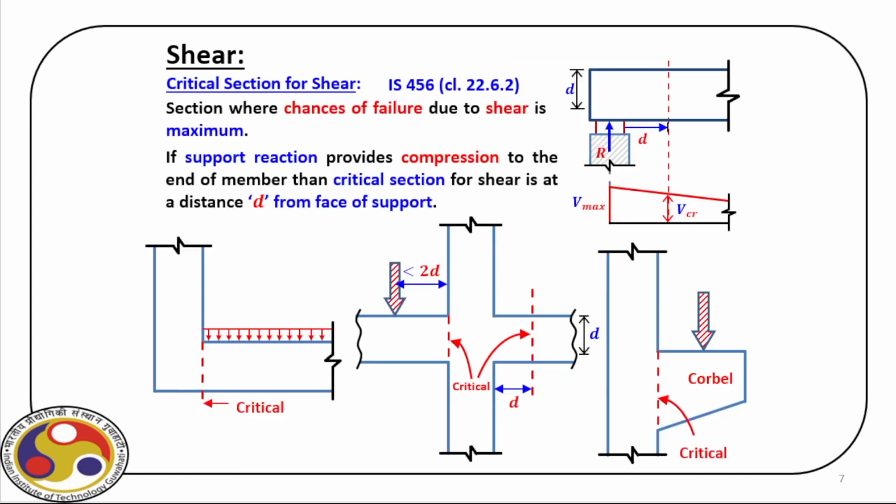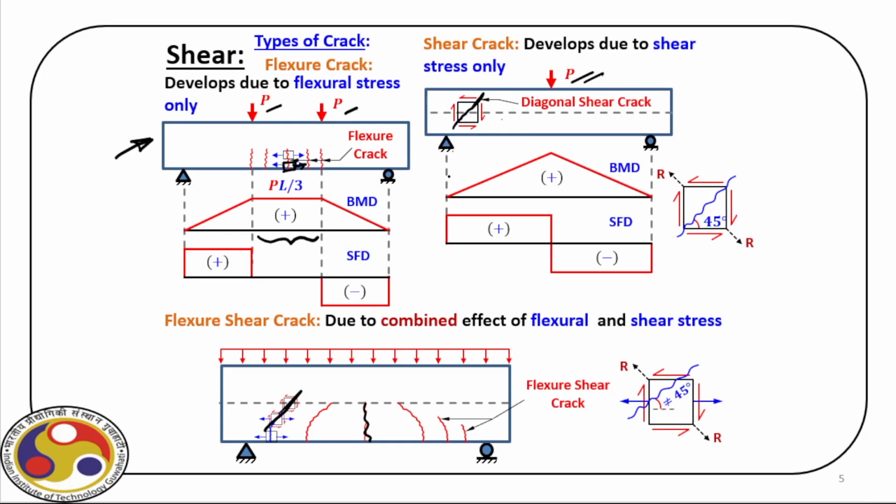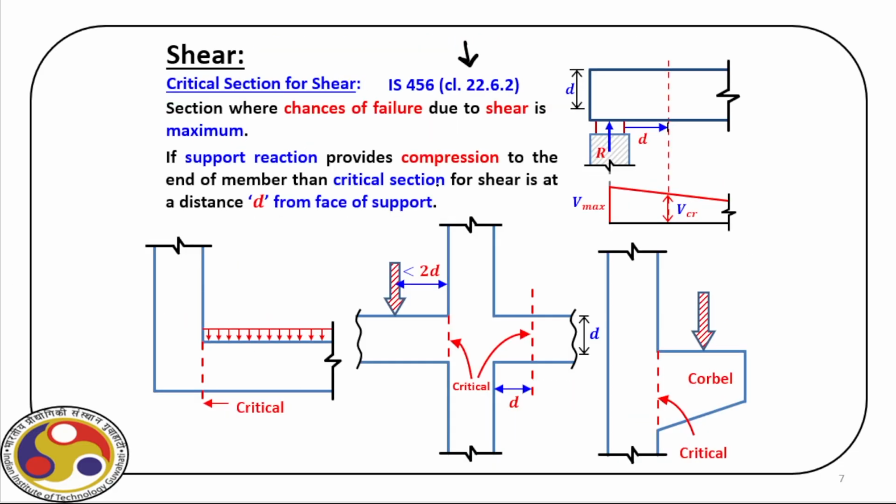But before we go into those details, let us first quickly go through the code clause that tells us the location of the critical section for which we design these shear reinforcements. As we have already seen, for a simply supported beam, as we go towards this region, we have shear force more dominant than bending moments, right? So clause number 22.6.2 actually defines the critical section.